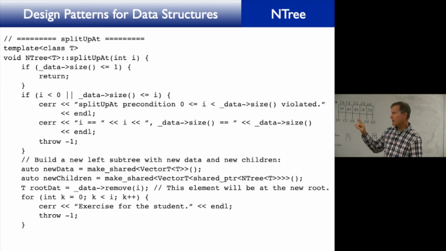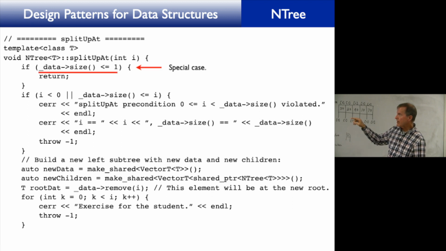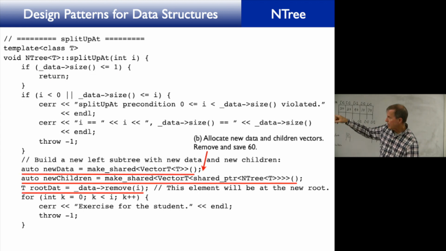Okay, so here's our split up, and here's our code walkthrough for split up. And let's remember step F. All right. So here's a special case. If data arrow size is less than or equal to 1, we return. So now if you split up and there's only one element, nothing happens. All right? So that's a special case. And then here's our precondition.